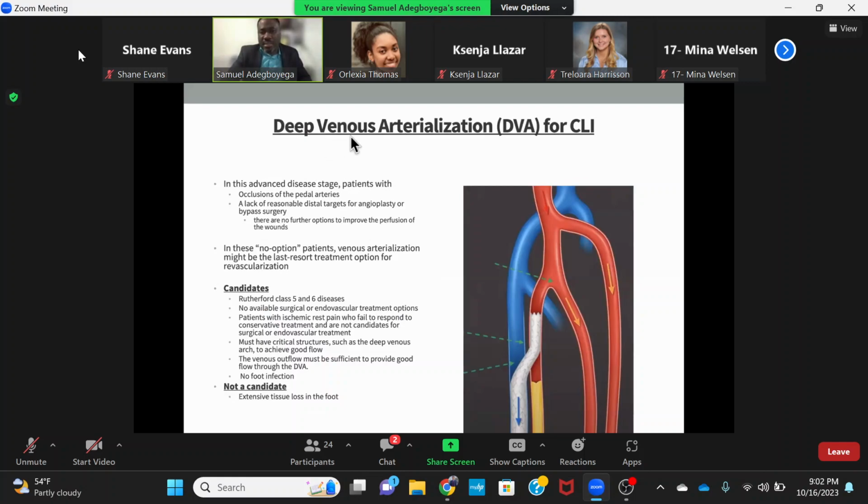DVA is called deep venous arterialization. What exactly is that? DVA is when you use a vein and convert the vein into an artery to increase circulation. The reason you use it is for what they call a no-option patient: a patient who is not a candidate for revascularization and does not want amputation. So your last option is DVA, where you convert your deep vein into an artery.